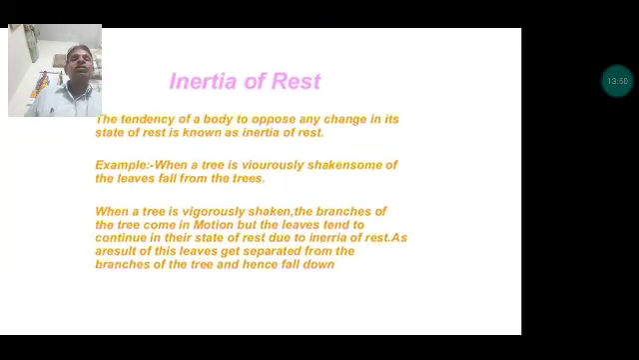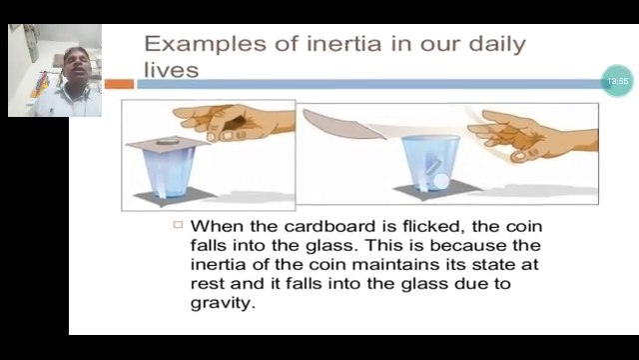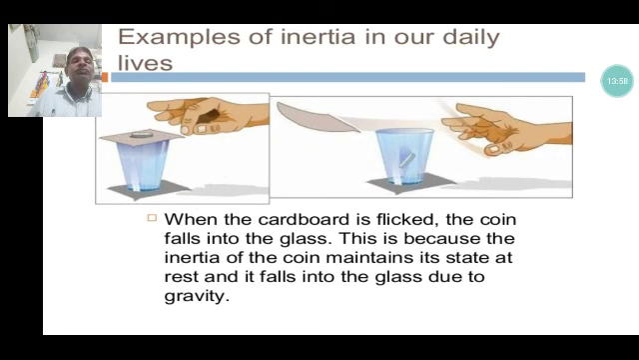Now, next slide, we will discuss an example of inertia of rest in daily life. There is a cardboard, a glass tumbler, and a coin kept on the cardboard. When the cardboard is flicked, the coin falls into the glass. This is because the inertia of the coin maintains its state of rest and it falls into the glass. If the cardboard is drawn from the side, the coin falls down into the glass due to inertia of rest.